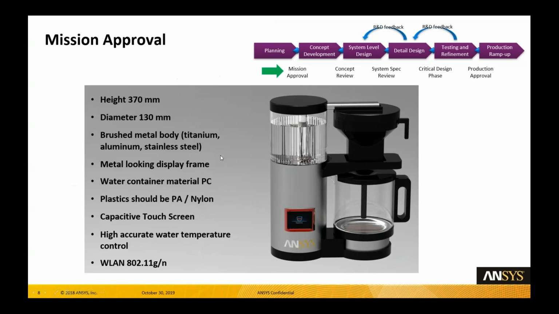So that's the planning stage. With that, we now have a mission approval with the conditions and the specs listed here. As you can see, this is an ANSYS brand coffee machine, and it has a stylish outlook. So let's say the management has done a mission approval.